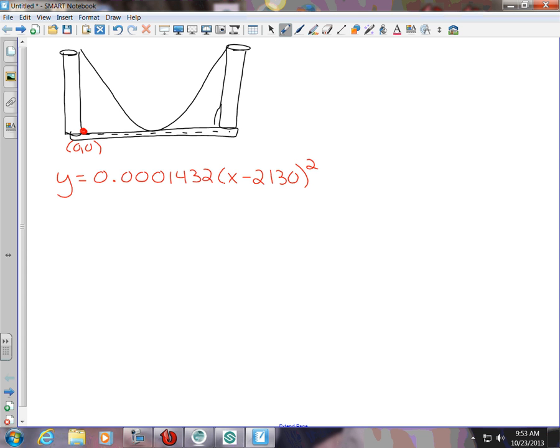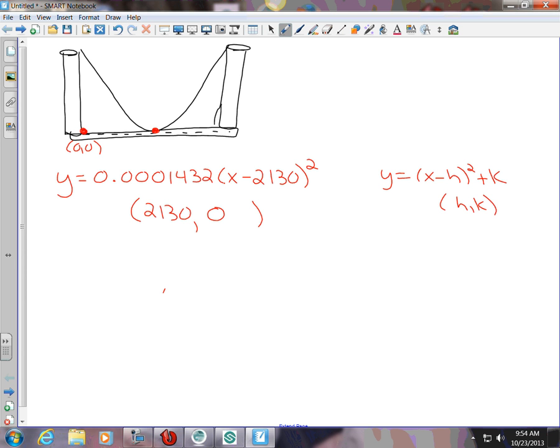Okay, so let's talk about what I know from this equation, okay? Vertex form helps us to find what? The vertex. What is the vertex? What's the vertex? 2,130. It's 0. Great. It's not there. It's 0, right? So I know my vertex. So here's my vertex. Do we agree?